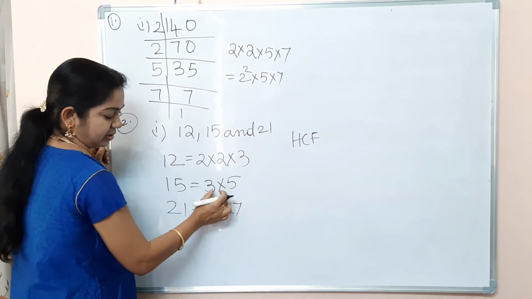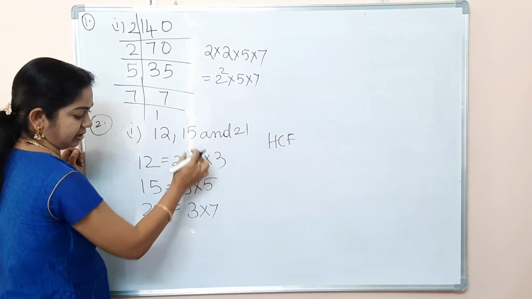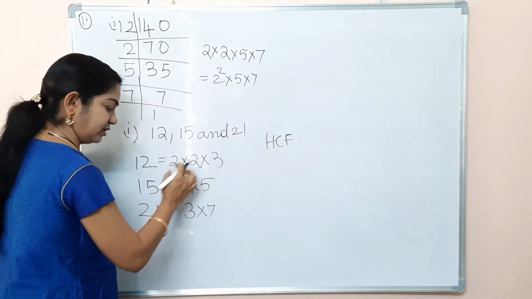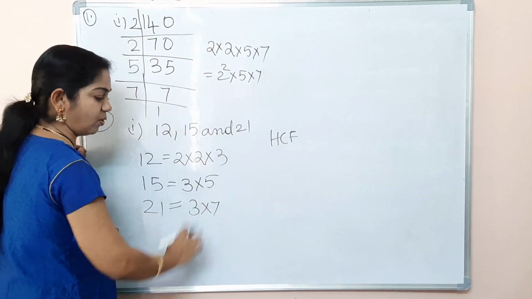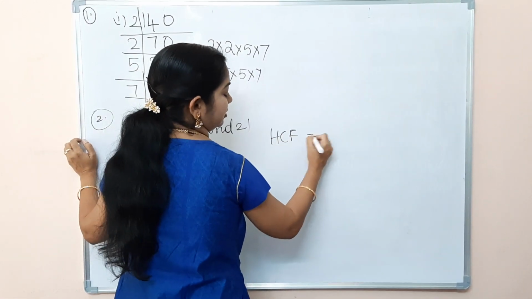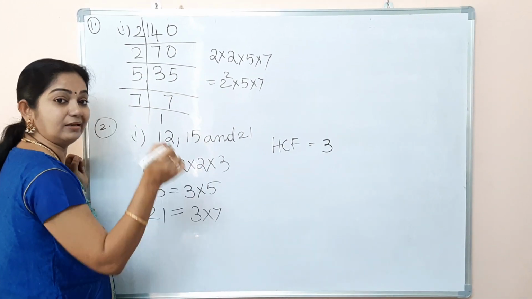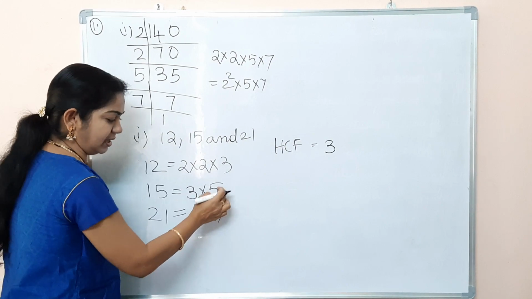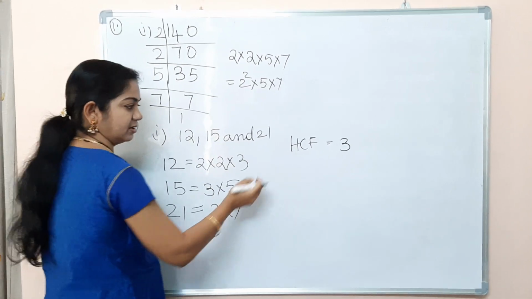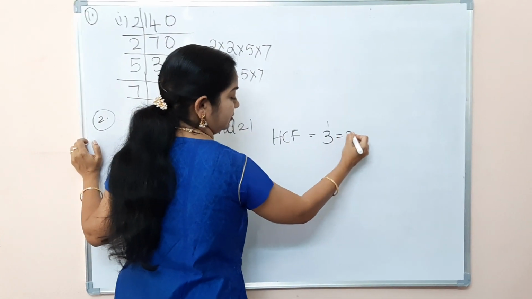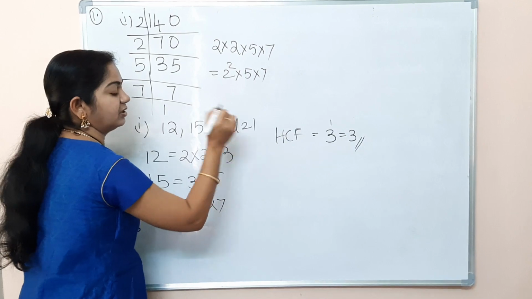See, 2 is not here, and 3 is here and here. 5 is not here and 7 is not here. So, you have to take the common factor. That means only 3 is common in all. So, this is the common factor, and we have to write the least exponent. Maybe in something you will be getting two 3s, but here only 1. So the least exponent is 3 to the power 1. So, 3 is the HCF of 12, 15 and 21.